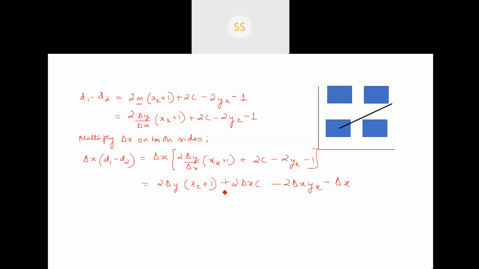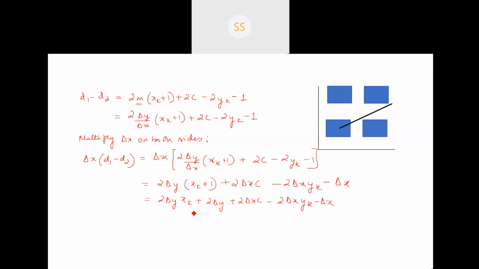Now what I'm going to do is open up this bracket also, such that I'll get 2 times delta y xk plus 2 delta y plus 2 delta x. Remaining part I'm going to write: delta x yk minus of delta x.